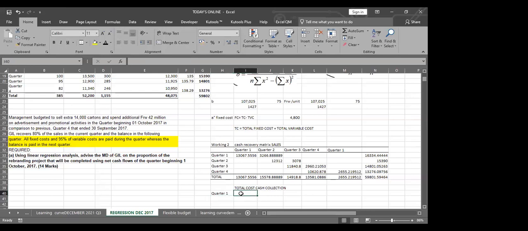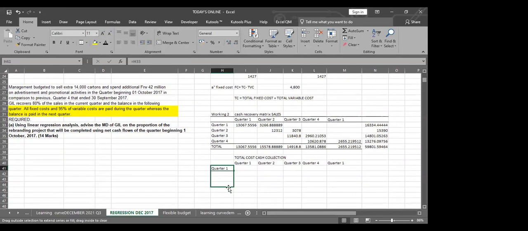We'll have, of course, the quotas running across here in the period, running to that. They say they will collect that. So it is like a cash budget we are doing actually. And then that is an issue relating to that, running down to that area like that. That is 4 quarters. So as you may notice, we'll get the totals here. They're saying that all fixed cost and 95% of the variable cost are paid during the quarter, whereas the balance is paid in the next quarter.